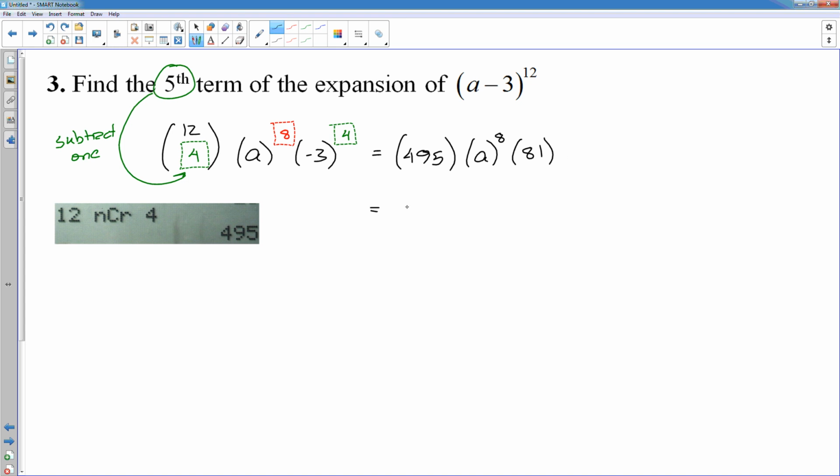So my final answer is going to be 40,095 a to the 8th, and that is going to be the fifth term. If I were to expand this all the way out, my fifth term would end up being 40,095 a to the 8th.